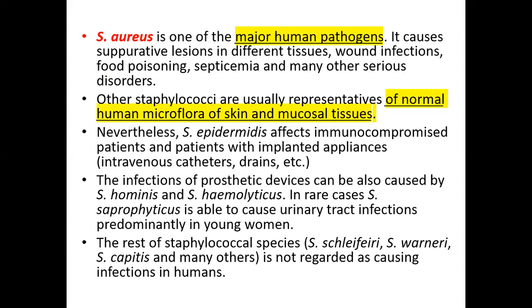Nevertheless, Staphylococcus epidermidis affects immunocompromised patients and patients with implanted appliances, intravenous catheters, drains, etc. The infection of prosthetic devices can be also caused by Staphylococcus hominis and Staphylococcus hemolyticus. In rare cases, Staphylococcus saprophyticus is able to cause urinary tract infection, predominantly in young women. The rest of staphylococcal species, Staphylococcus schleiferi, Staphylococcus werneri, Staphylococcus capitis, and many others, are not regarded as a causative infection in humans. So you should understand that Staphylococcus aureus is the only species from genus Staphylococcus which is pathogenic.